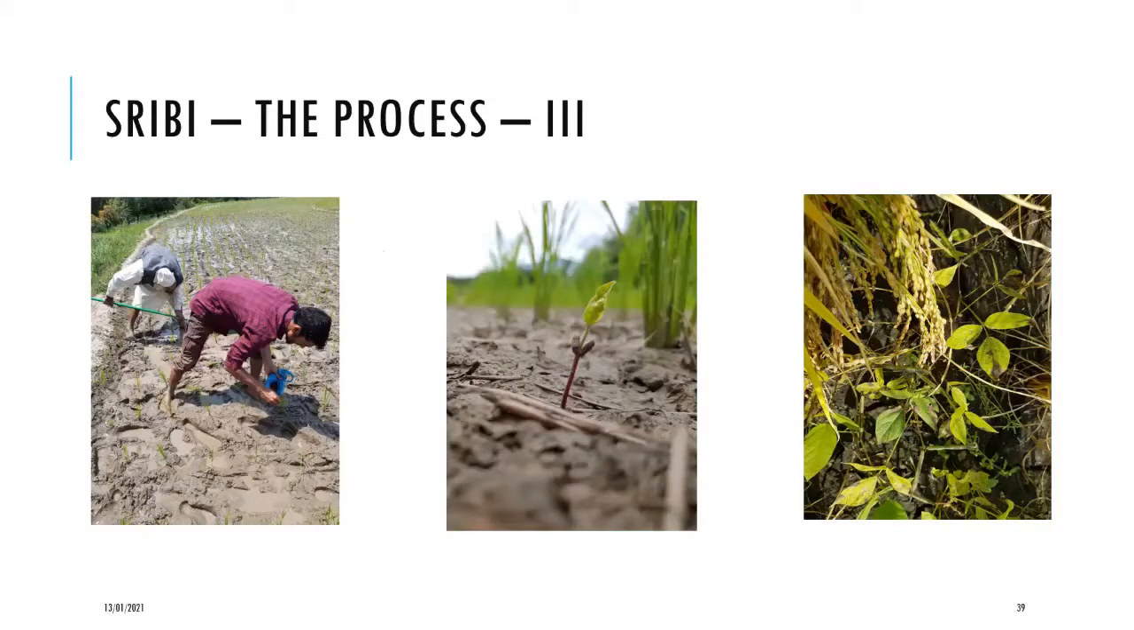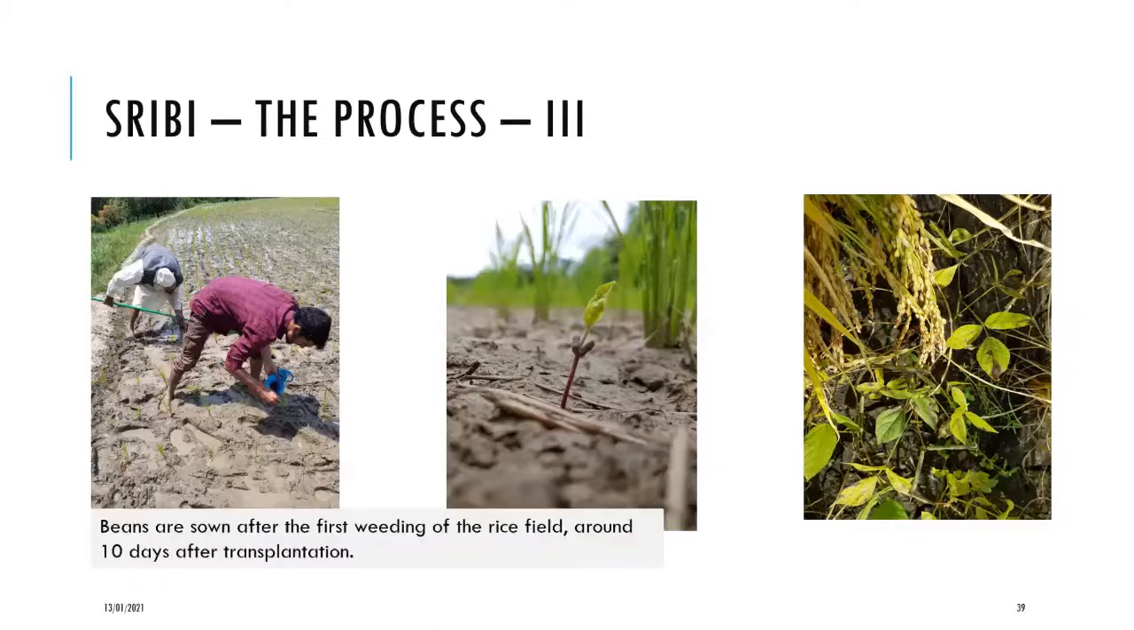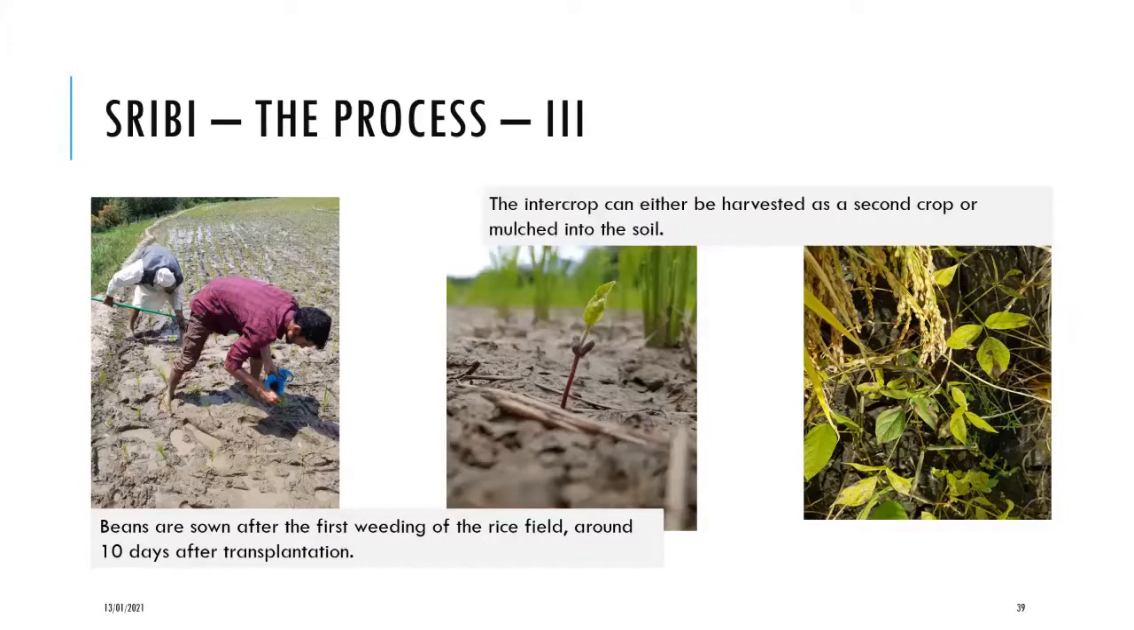And ultimately you have two crops in place of one, with lesser water consumption, with less labor, with fewer weeds, with better plant health, and also with higher income for the farmers. And let's briefly go to the results that we saw.